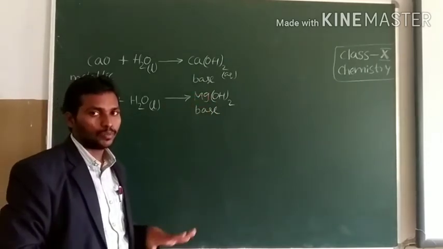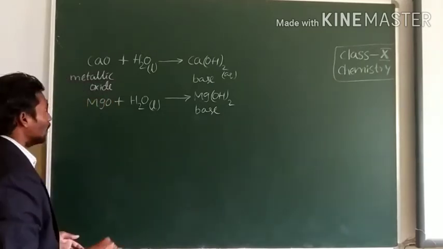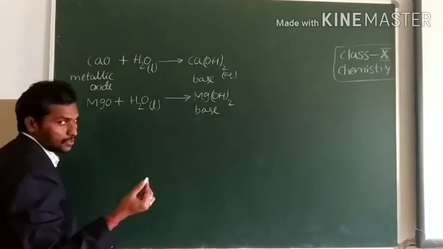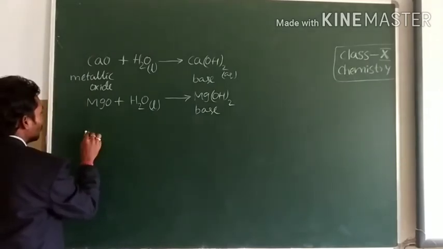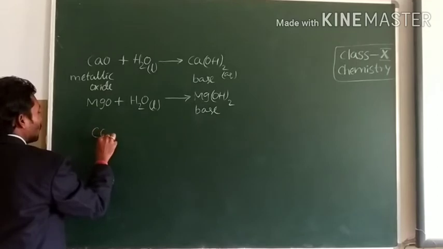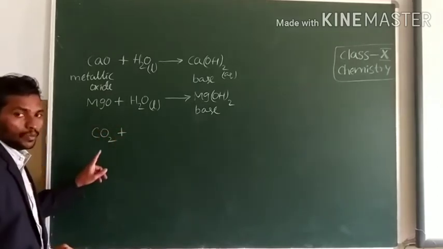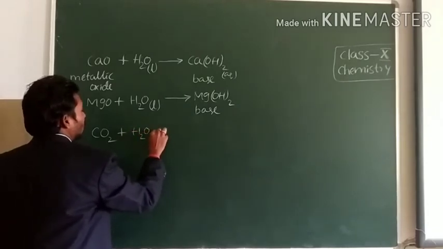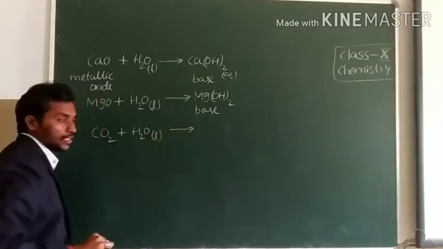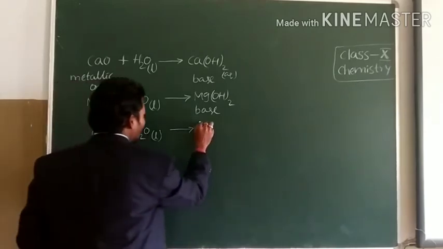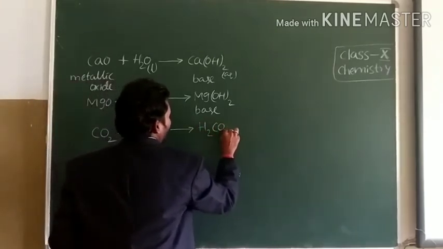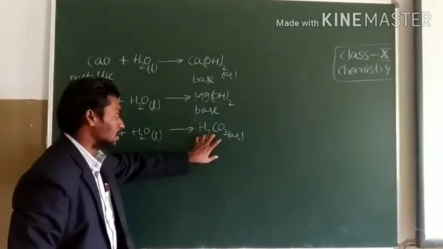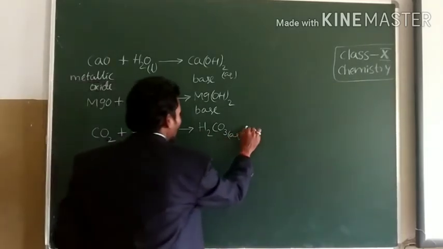Alkalis means soluble base. Next, let's see. Non-metallic oxides are acidic in nature. Non-metallic oxides like carbon dioxide. When carbon dioxide gas is dissolved in water, what do we get? We get carbonic acid, H2CO3. Aqueous carbon dioxide is called carbonic acid. It is an acid.